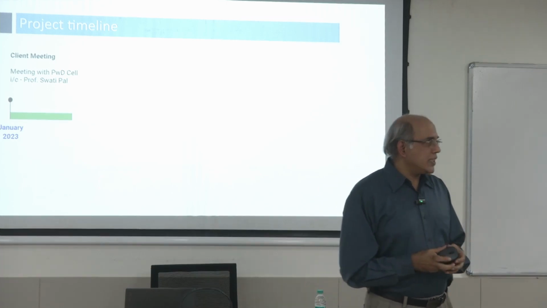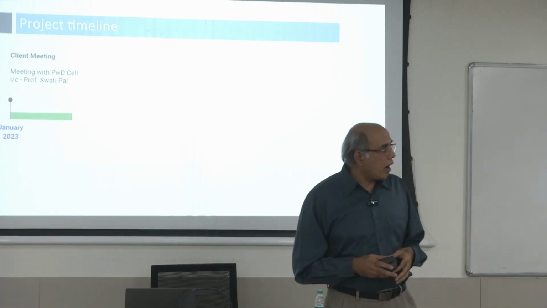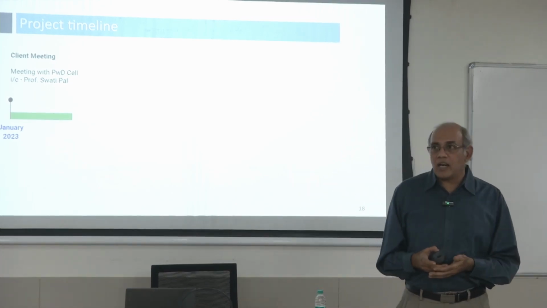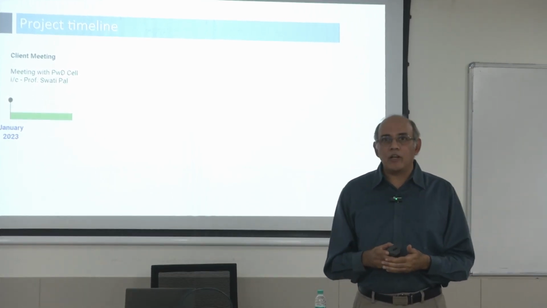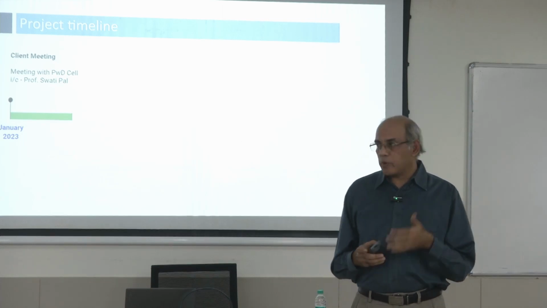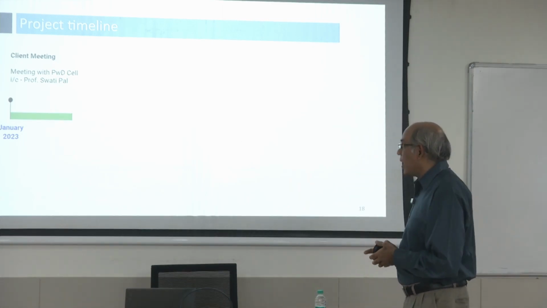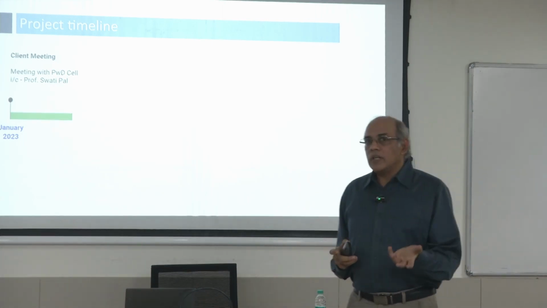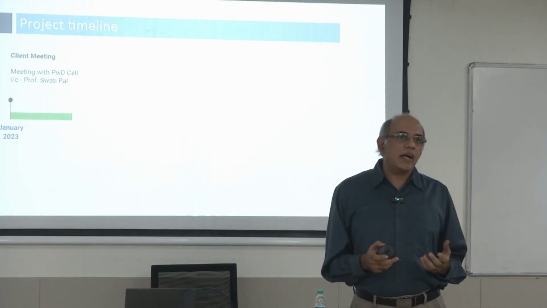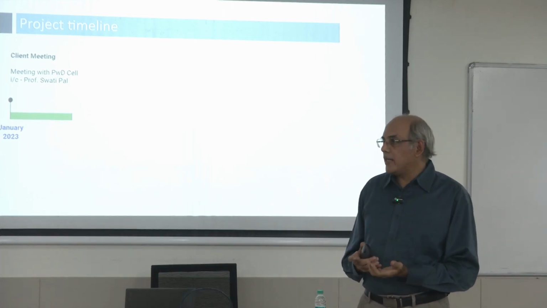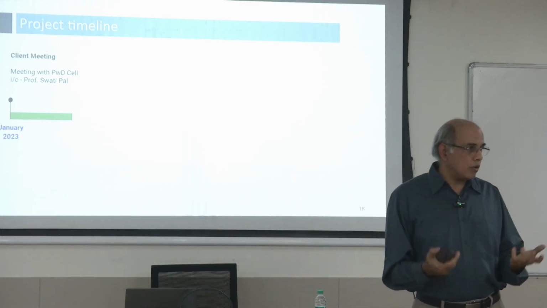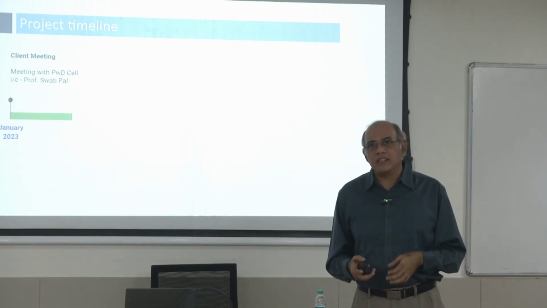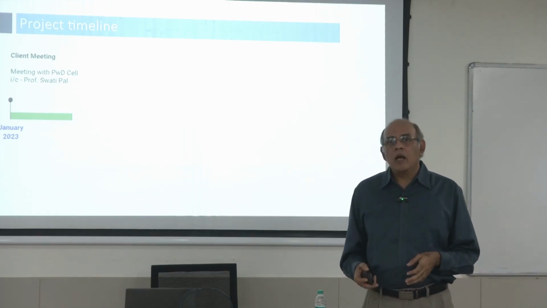So this is the project timeline. This is basically how we went about it. In January, we started off with meeting the client. The client is the convener of the PWD cell, Professor Swati Pal from IDC. In that meeting, the students got to understand the needs of this PWD cell, what kind of training resources needed to be created, and so on. So some kind of needs analysis happened at that time.